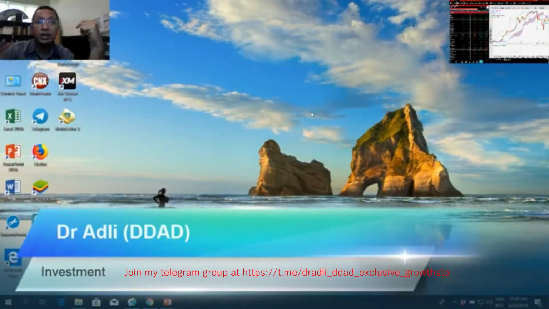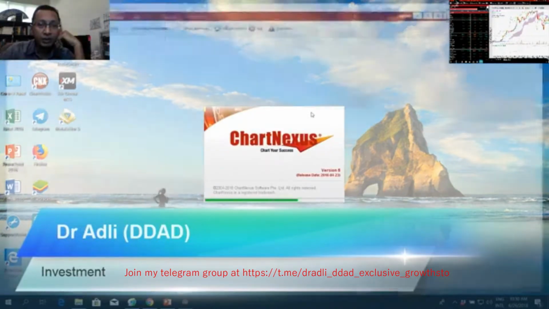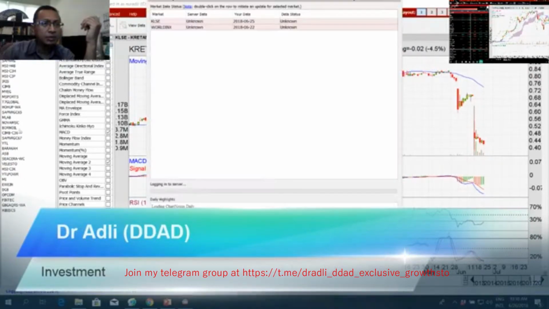So I would like to open the chart of the Kuala Lumpur Stock Exchange. All right, so this is the Kuala Lumpur Stock Exchange. Just waiting for it to be updated.